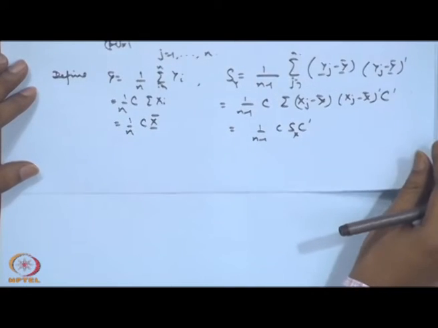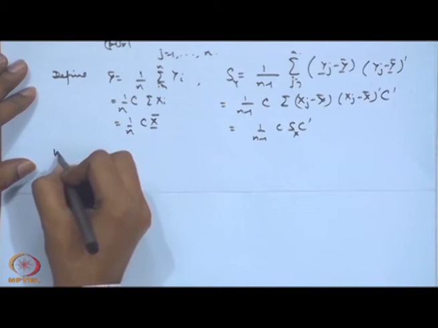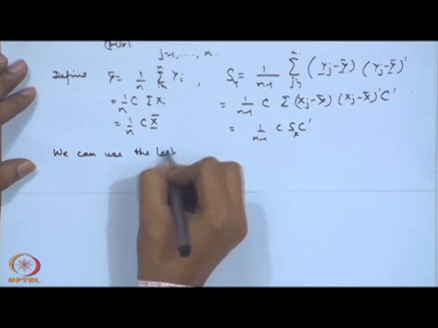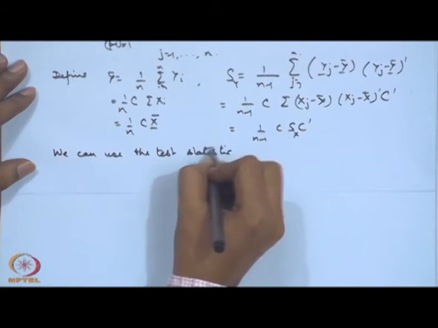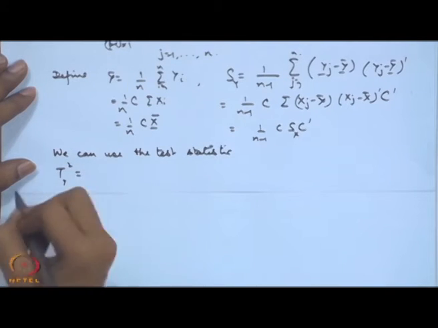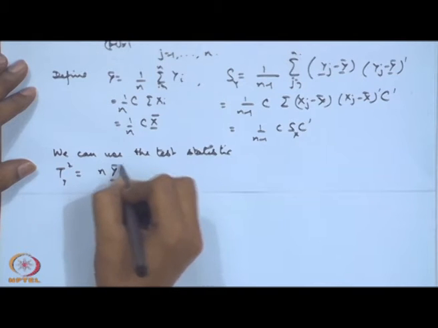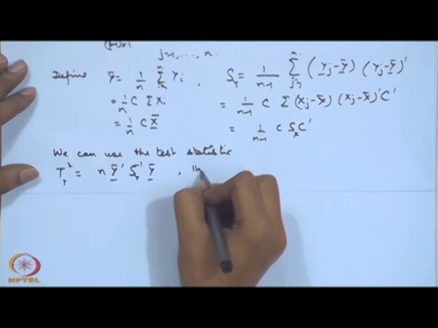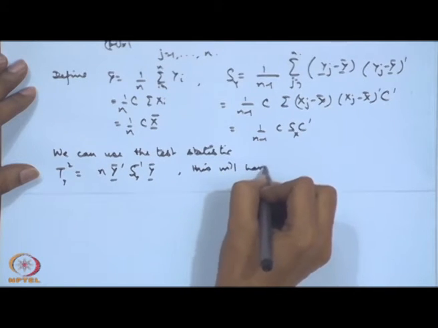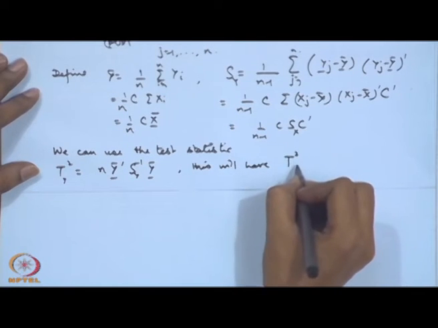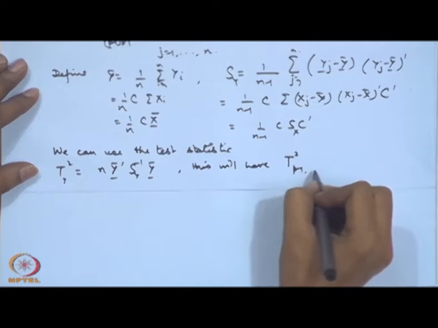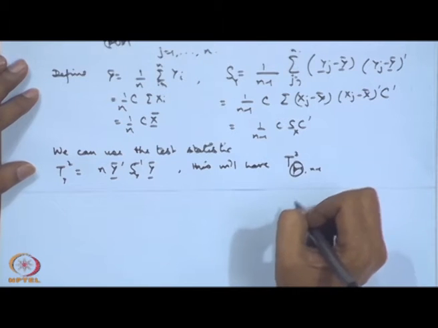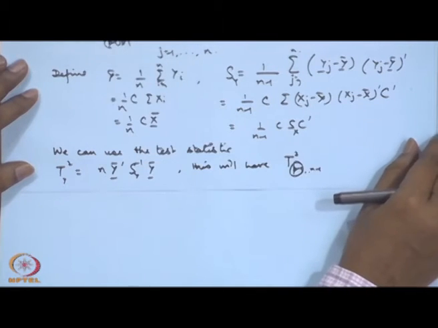So, we can make use of the test statistic, let us call it T y square, that is equal to n y bar prime S inverse y bar. This will have T square distribution on p minus 1, n minus 1. This is p minus 1 dimensional here, and of course, n minus 1 because you have n observations here.